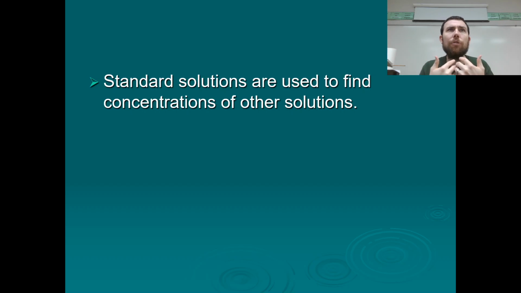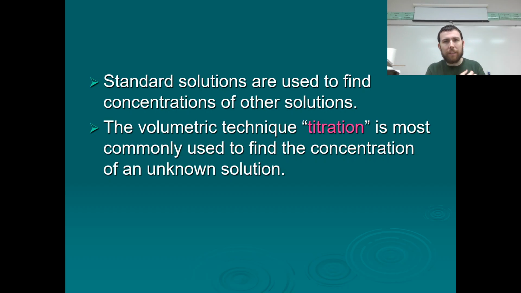And so what you had to do is use the sodium hydroxide to neutralize the acid and figure out, okay, this many milliliters of base was used. It had this concentration. It neutralized this amount of acid. How many moles of acid did I just neutralize? And from there, I could figure out the molarity, or concentration, of my acid. And so this volumetric technique, titration, is most commonly used to find the concentration of an unknown solution. It matches up very nicely with what I was just describing in an acid-base titration.